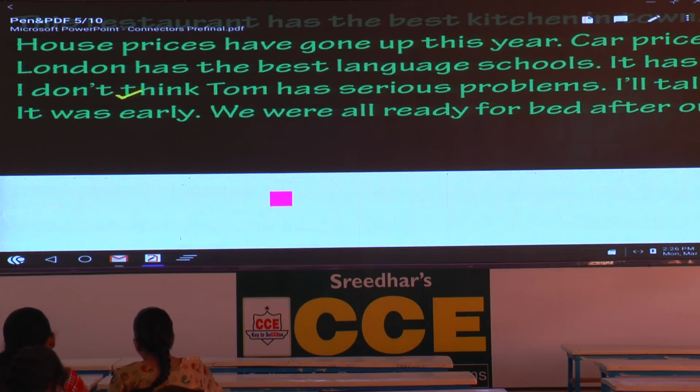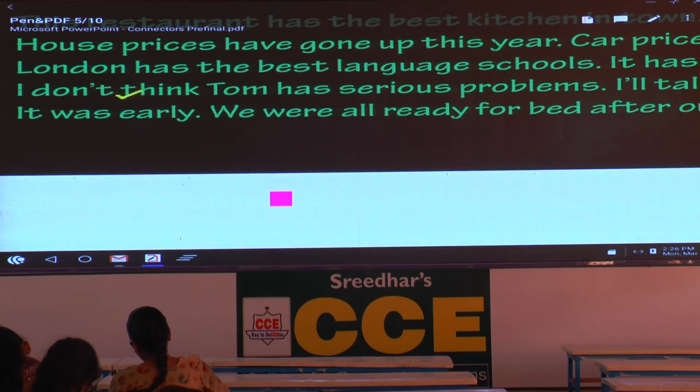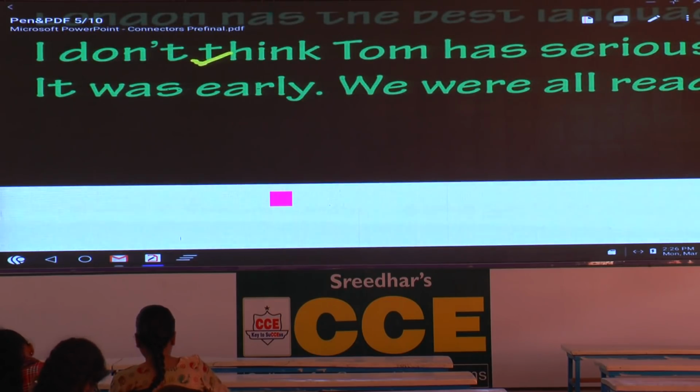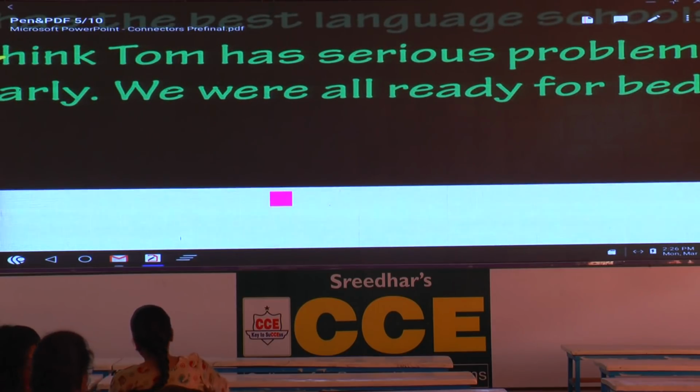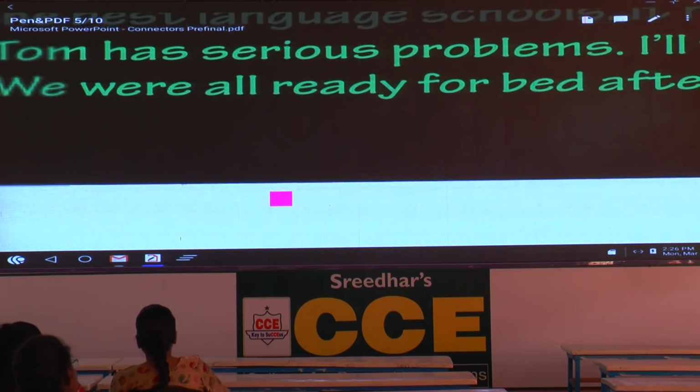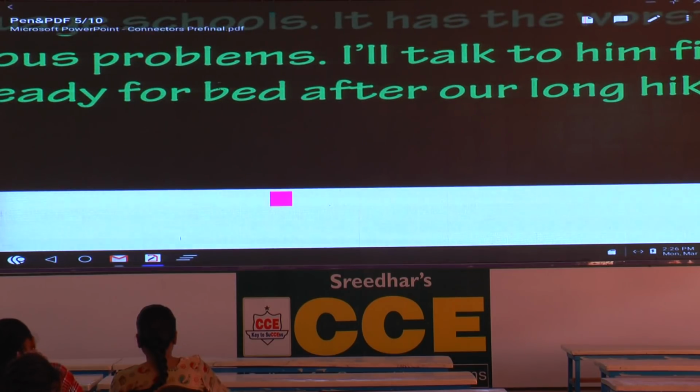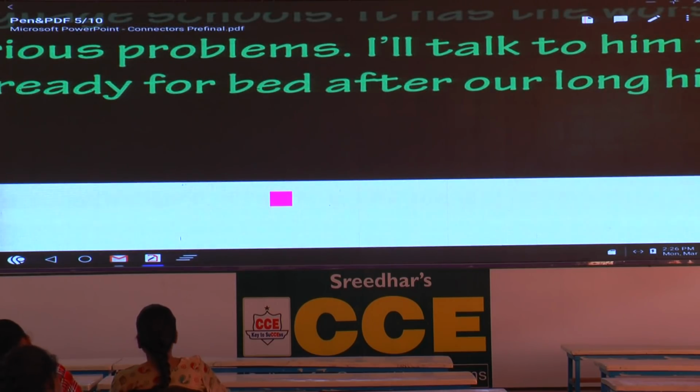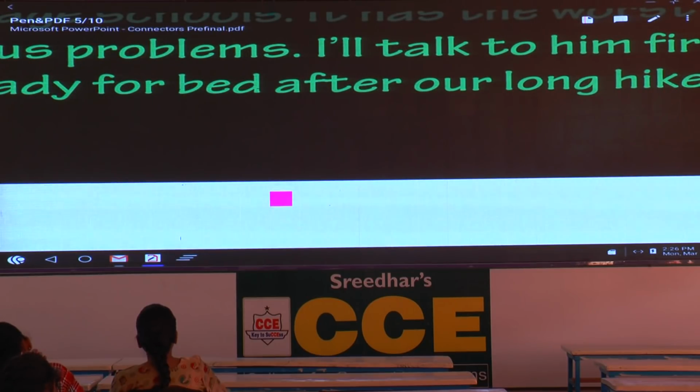Shall I read out the last one? It was early. First sentence, a short sentence. It was early. Second sentence, we were all ready for bed after our long hike.